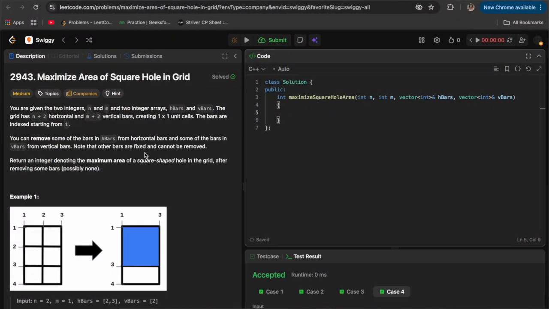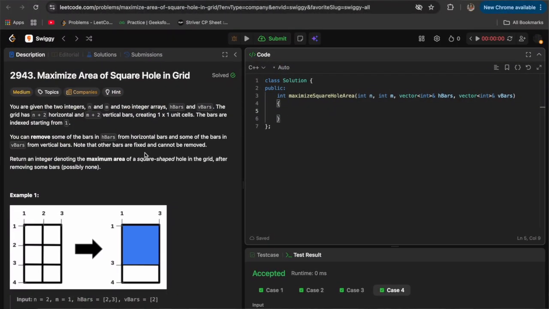So here the question says: maximize area of square hole in grid. We have to consider a square hole, and how the square hole is getting made, that we'll see.